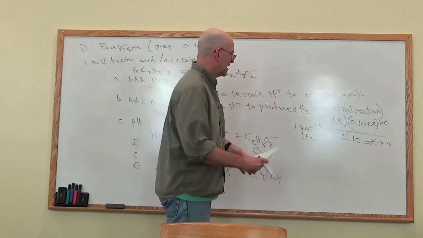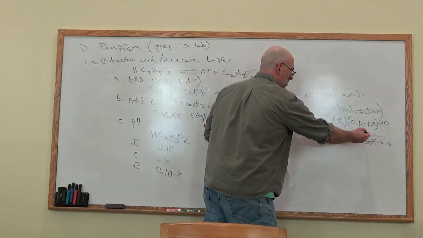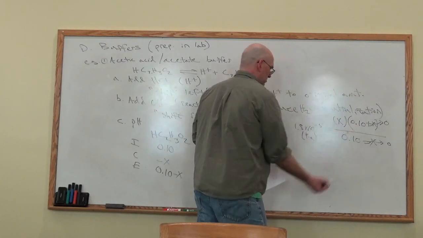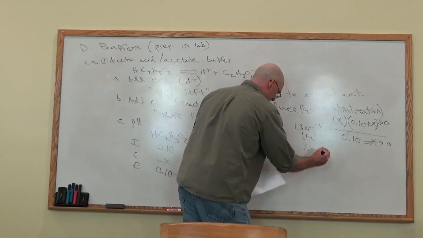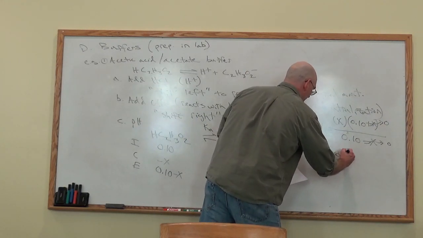You can double check that. Well, actually, it's very easy to do. So you end up getting 0.1, well, okay. This ends up being really easy. X ends up being 1.8 times 10 to the minus 5 molar.